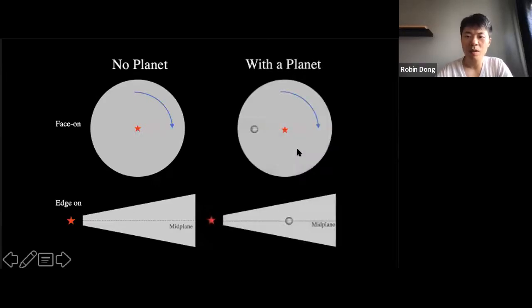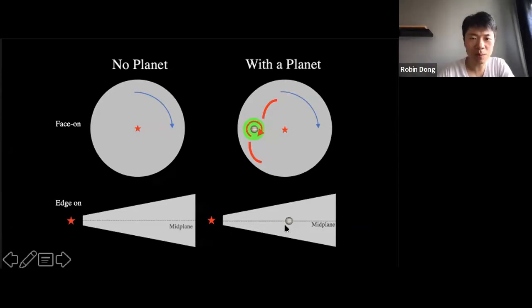Now, if we add a planet into the system, the gas will be doing something in addition to a simple Keplerian motion. So first of all, the planet may assemble a circumplanetary disk around itself. In this mini disk, the gas goes around the planet instead of the star. And then the planet can drive density waves, spiral density waves. And when gas crosses these density waves, their velocity will be perturbed.